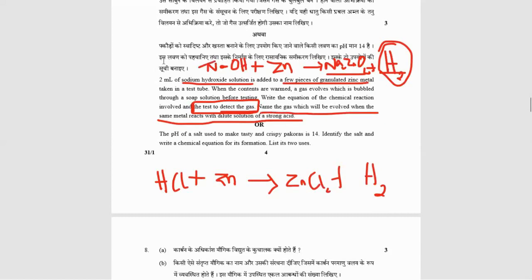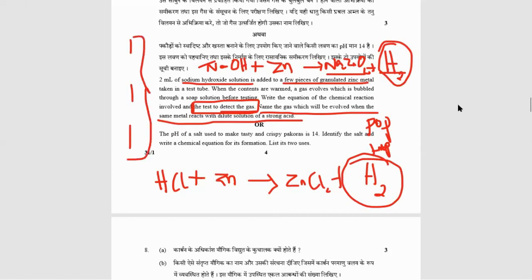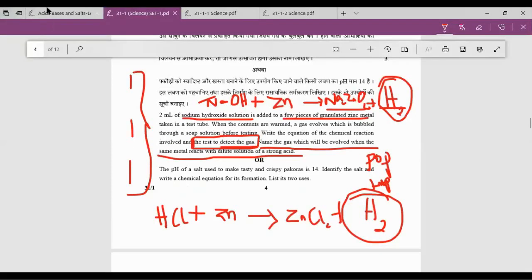So to write this equation you will get 1 mark. To write the test, that it will put off with the pop sound, for that you will get another mark. And after writing this equation, if you write hydrogen gas is evolved, you will get another mark. So it is very easy to secure 3 marks, right? Okay.